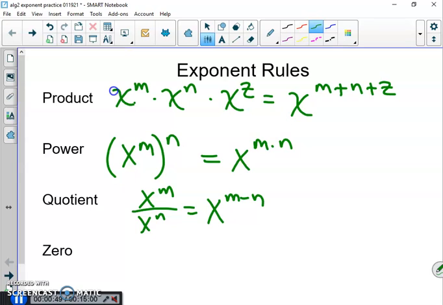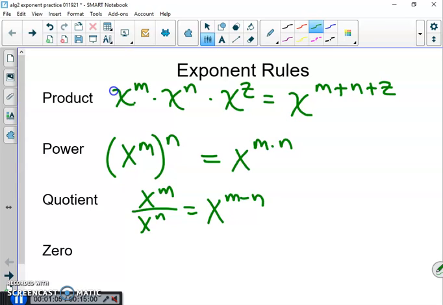So all the problems we talked about look very different. The product rule does not use a fraction, does not use parentheses. Power rule does not use fractions, and the quotient doesn't use parentheses. I mean, they all look very, very different.